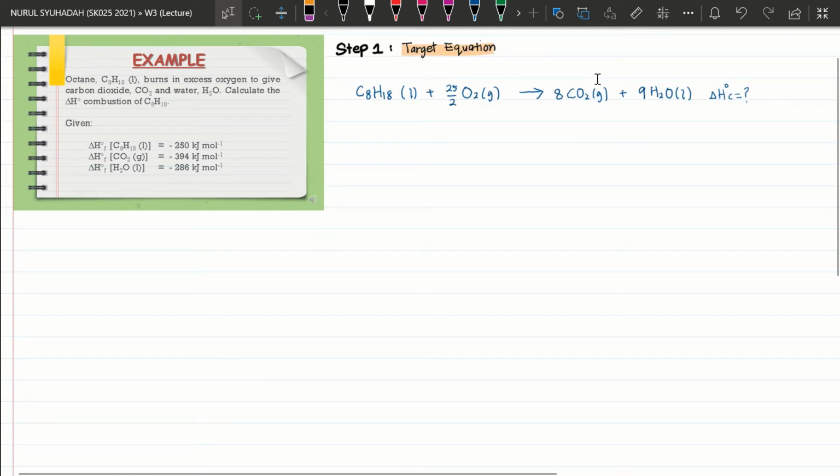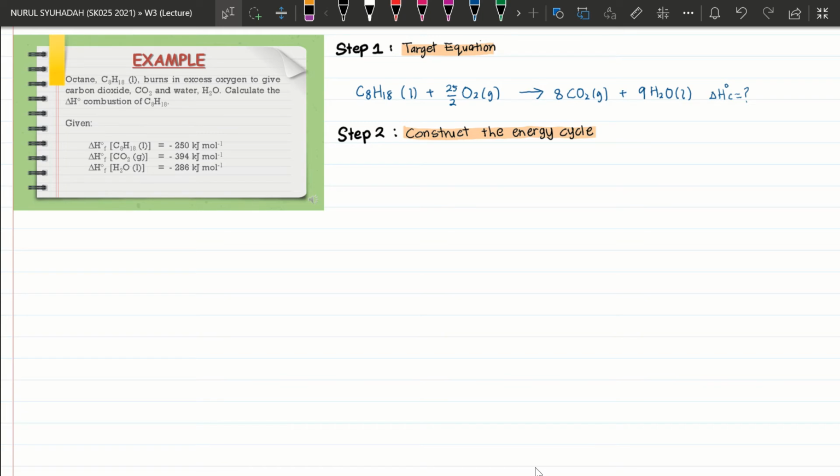So here, this is the same target equation: octane plus 25 over 2 oxygen to produce 8 carbon dioxide and 9 H2O, and we want to find the standard enthalpy of combustion of octane. So this will be our first step, the target equation. Next, the second step. The second step is to construct the energy cycle diagram. So how are we going to construct this energy cycle diagram?